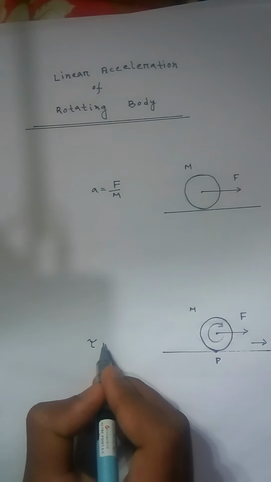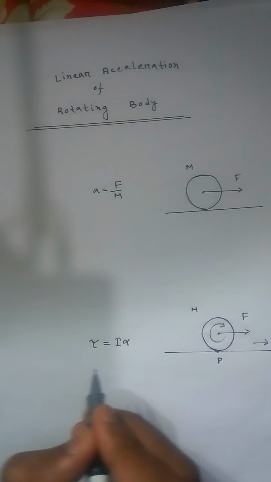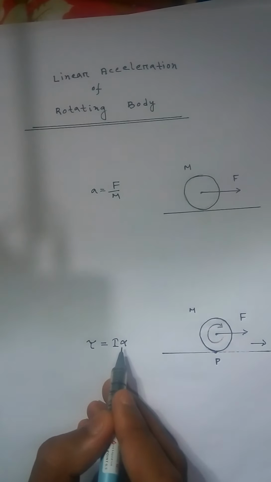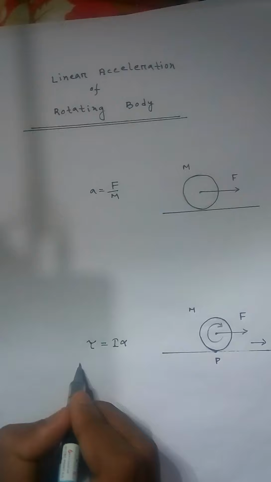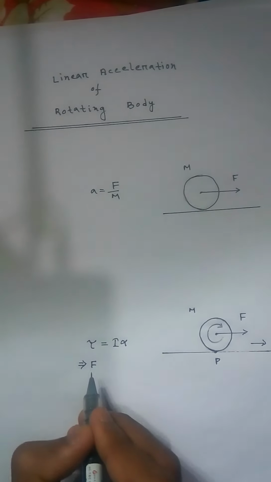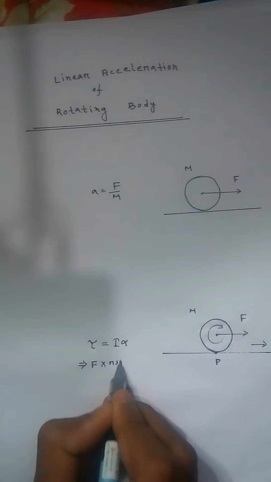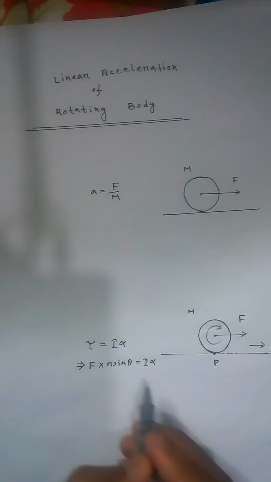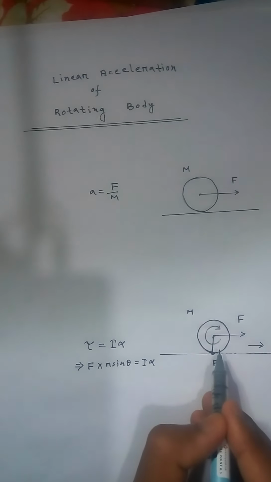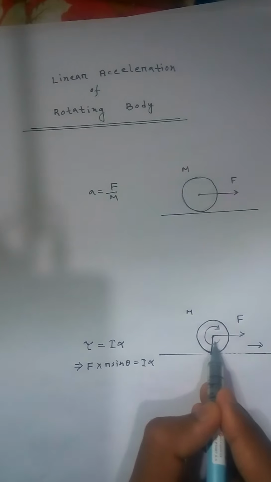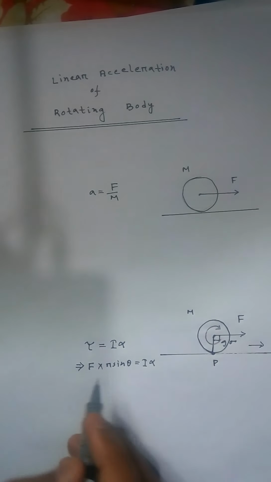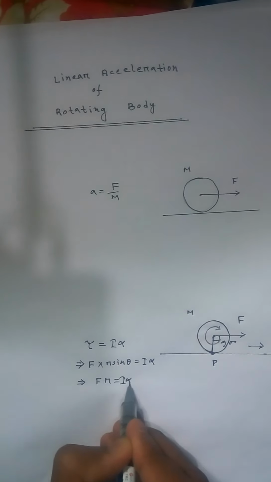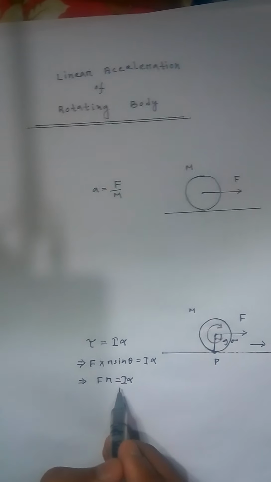We have to take torque equals I alpha. The torque is equal to I times alpha. Then we can write F cross R sine theta equals I alpha. What is the theta between the body and the force? It is 90 degrees. So F R sine theta equals F R equals I alpha. Then what will be the I?